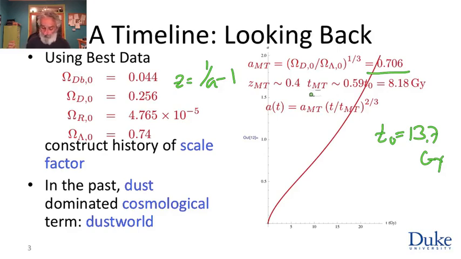And for the time that corresponds to this value of a, we have a solution for a of t. We can figure out at what time after the Big Bang a was 0.7, and it turns out that about 8 billion years after the Big Bang is the time that the cosmological dark energy density was the same as the energy density in terms of matter. If you look at it here, a is about 0.7 at about 8 billion years. And before this, the universe is effectively dominated by dust.